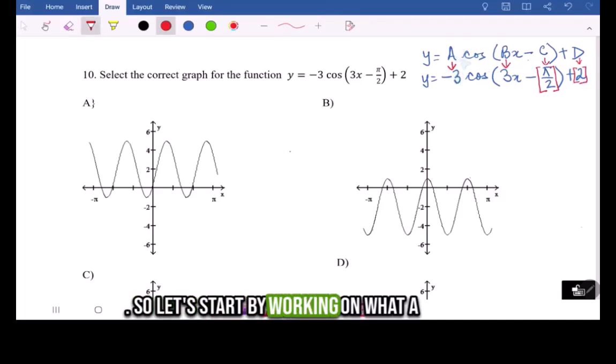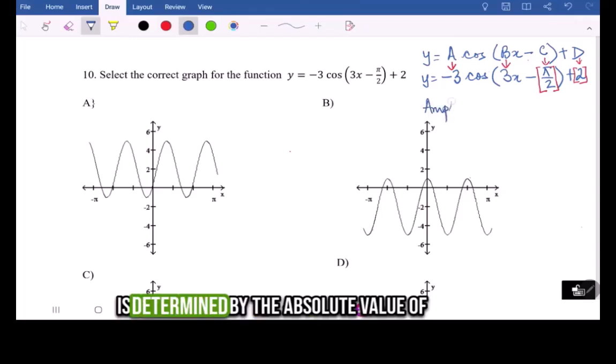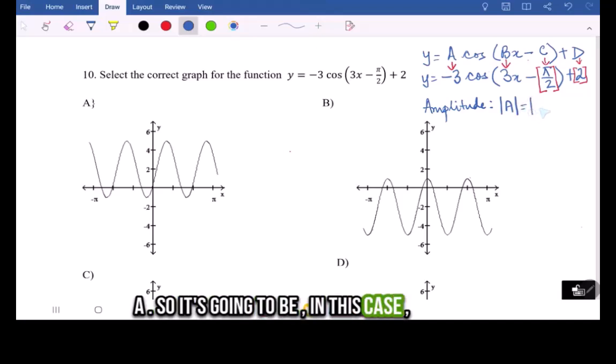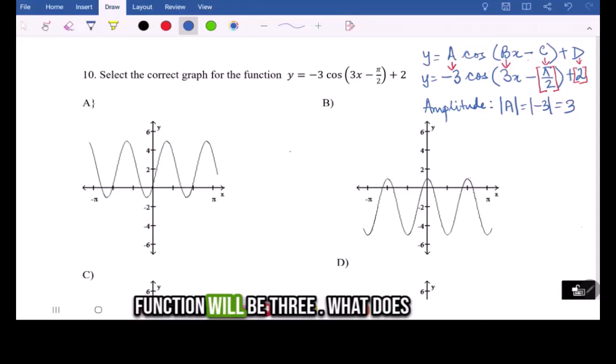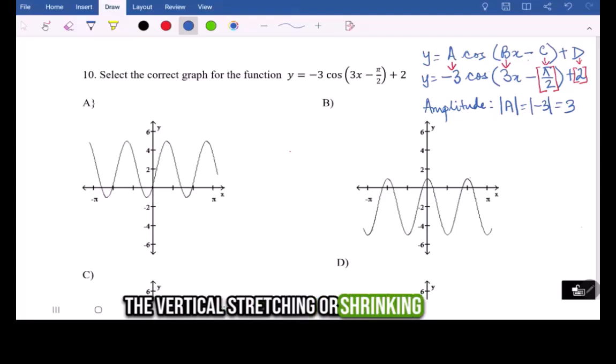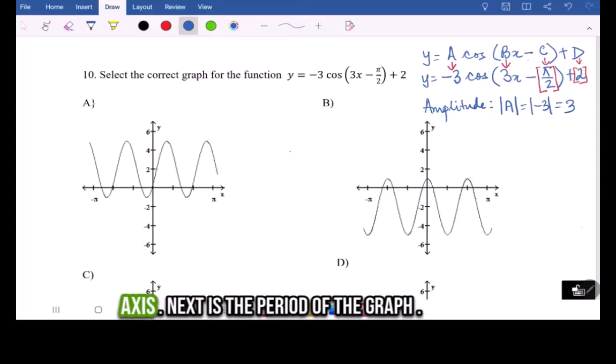So let's start by working on what A does to the graph. A represents the amplitude of the graph, correct? So amplitude is determined by the absolute value of A. So it's going to be, in this case, the absolute value of -3. Therefore, the amplitude of the function will be 3. What does that mean? It means that the graph will be stretched 3 units up above the x-axis and 3 units below the x-axis. That's what the amplitude does to a graph. It's about the vertical stretching or shrinking of a graph above and below the x-axis.